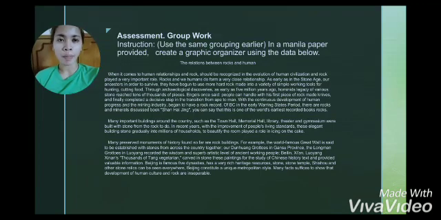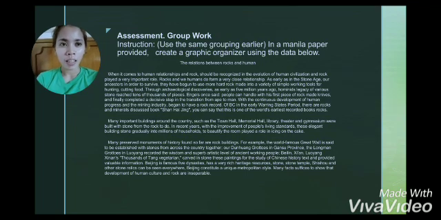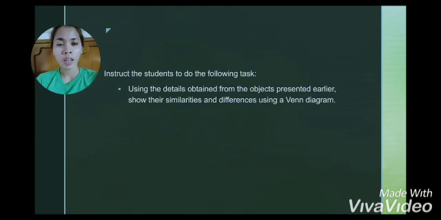Let's go to the assessment part. So this will be a group work, and the students are instructed to go to the same group they belong to earlier, and in a manila paper provided, they will be going to create a graphic organizer by using the text presented here. It is all about the relations between rocks and humans. So the students are going to show the similarities and differences of humans and rocks by using a Venn diagram.